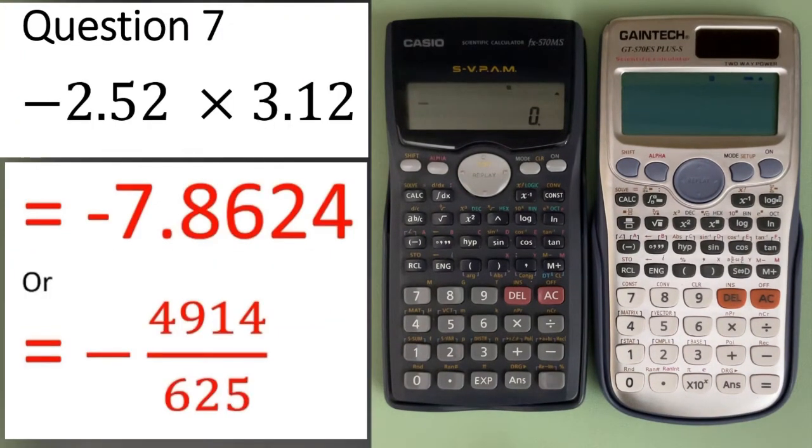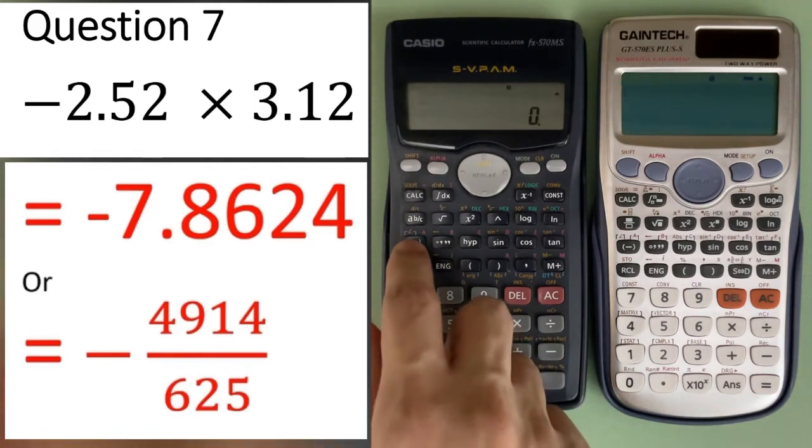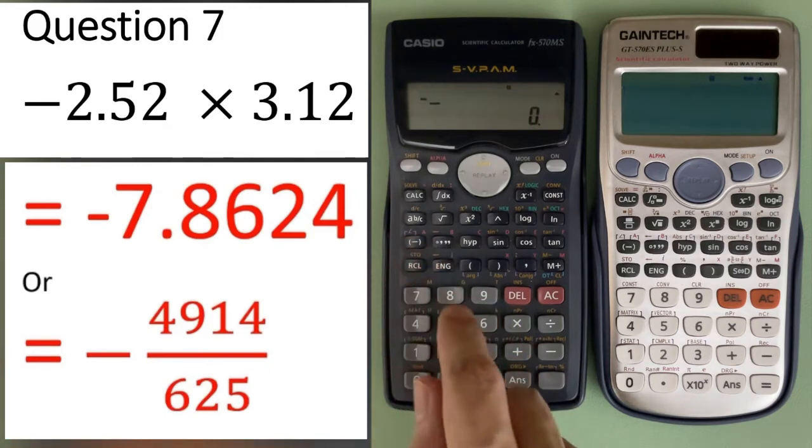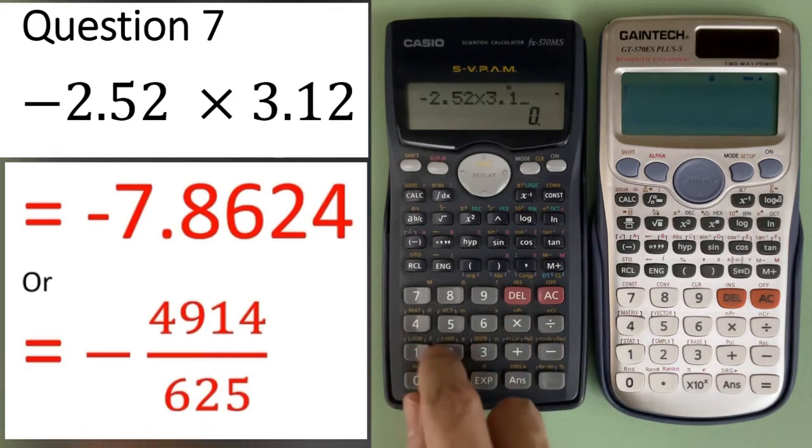Question 7 is to test your negative number skill. Negative, you can actually use this minus sign, or you can actually use this symbol. Okay, it's gonna be the same. Let me show you. So you press negative 2.52 multiply with 3.12. Okay, so once you are done, you can press equal.